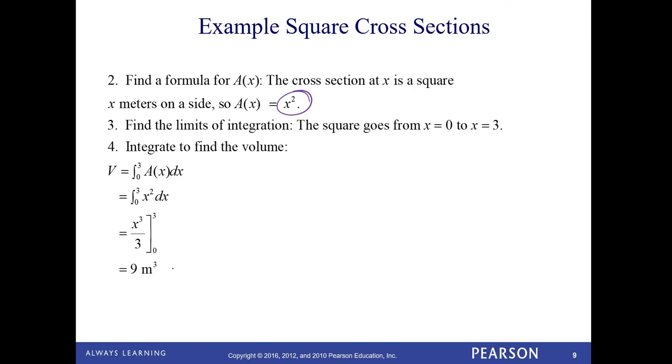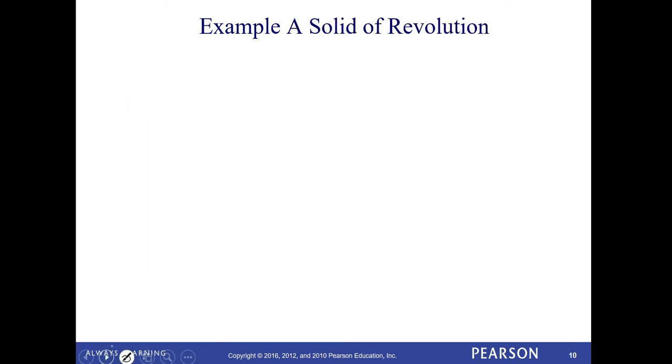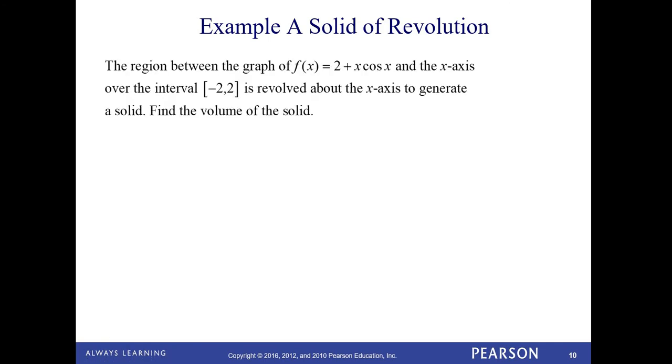So take both of those methods, and let's now look at another way that we can do cross sections, and that's with a revolution. The region between the graph of f of x equals 2 plus x cos x and the x-axis over the interval negative 2 to 2 is revolved around the x-axis to generate a solid. This is a fairly complex function. If you have a calculator available, it's a good plan to just throw it into your calculator to see what it looks like. From negative 2 to 2, the function looks something like this.